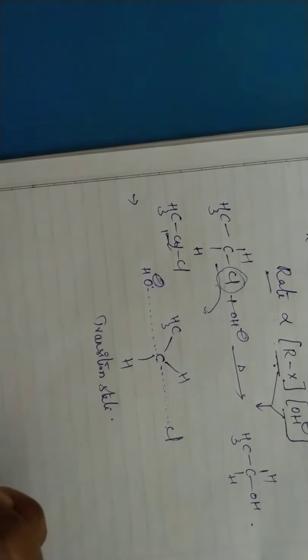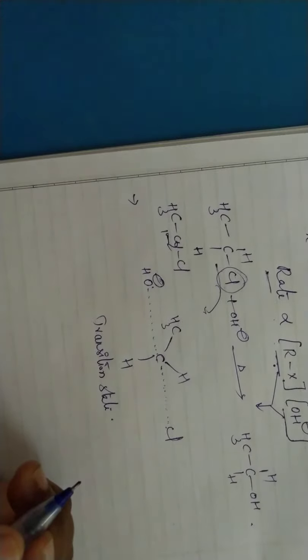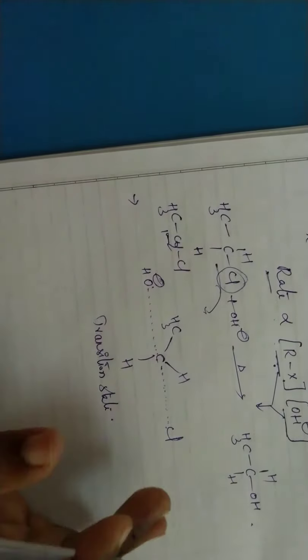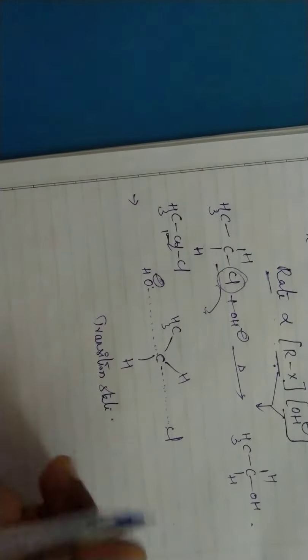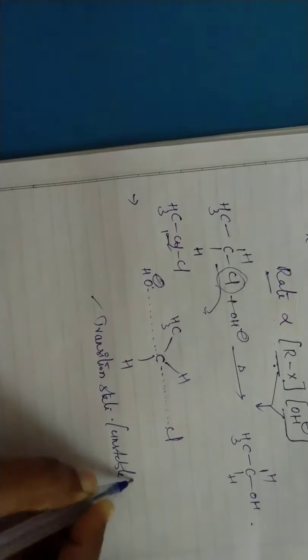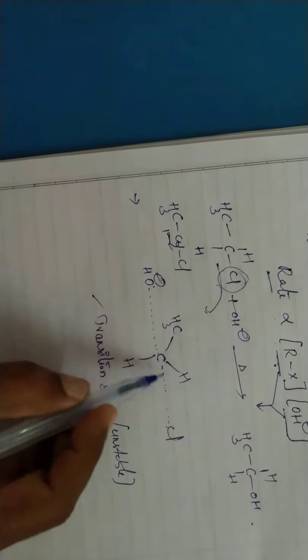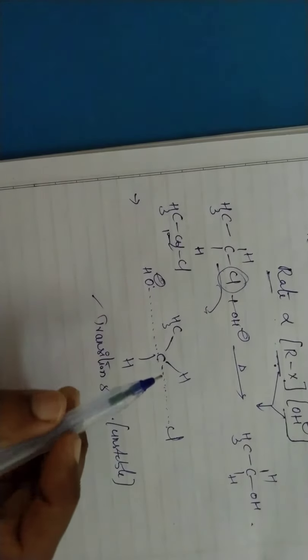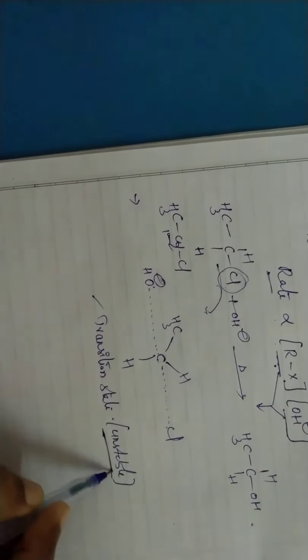That means unlike SN1, in SN1 we are having the stable intermediate, that is carbocation, but in SN2 there is no stable intermediate. We have only transition state which is very unstable. Why? Because if you observe around the carbon almost we have 5 bonds, but carbon cannot form 5 bonds. That's why it is very unstable.